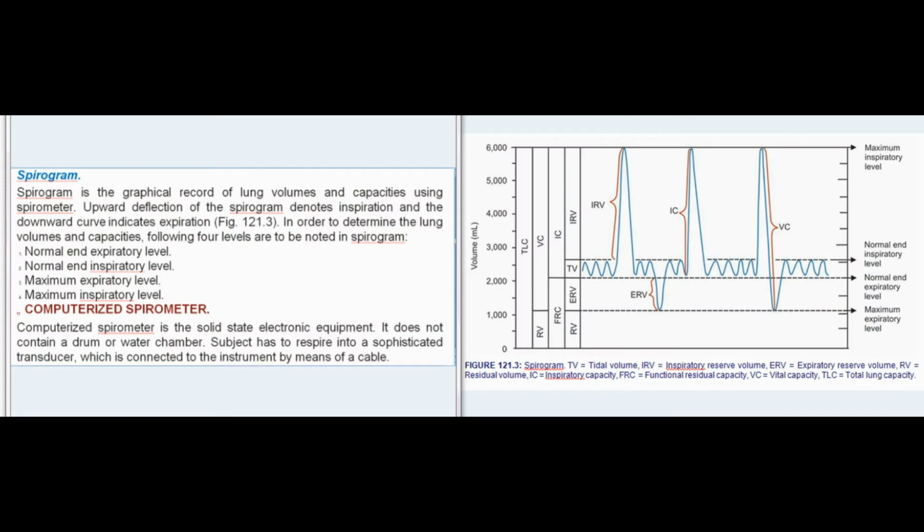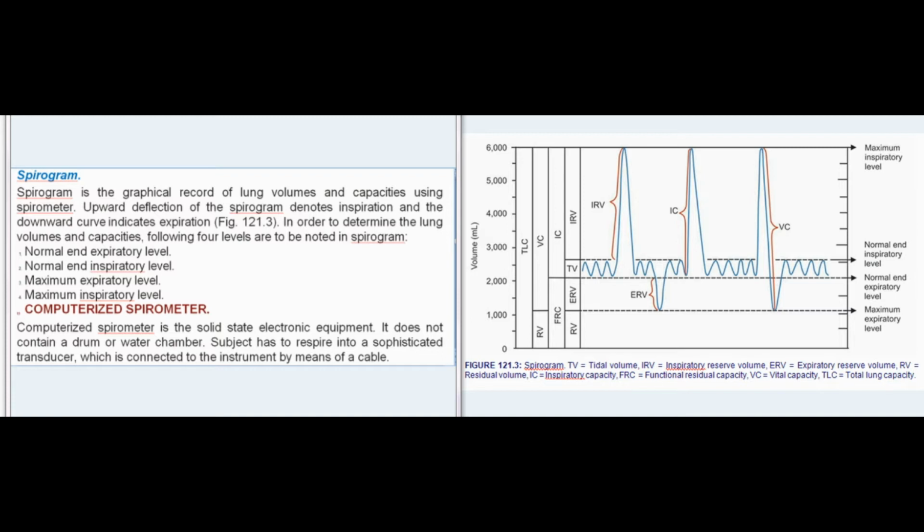Spirogram. Spirogram is the graphical record of lung volumes and capacities using spirometer. Upward deflection of the spirogram denotes inspiration and the downward curve indicates expiration, Fig 121.3. In order to determine the lung volumes and capacities, the following 4 levels are to be noted in spirogram: normal expiratory level, normal inspiratory level, maximum expiratory level, maximum inspiratory level.